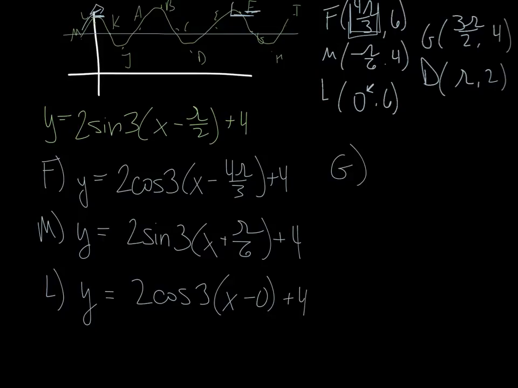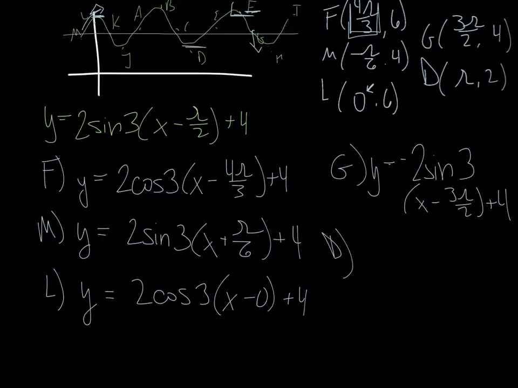If you want to use G, G starts at the midline, goes low. So y equals negative 2 sine 3 times (the point x minus 3 pi over 2) plus 4. And then finally, if you want to use D, D starts low and goes high, back to low. So that's a negative cosine graph. So y equals negative 2 cosine of 3, plug in the point (x minus pi), plus 4.